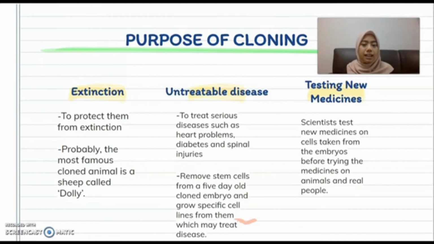Then, untreatable disease is to treat serious disease such as heart problems, diabetes and spinal injuries.